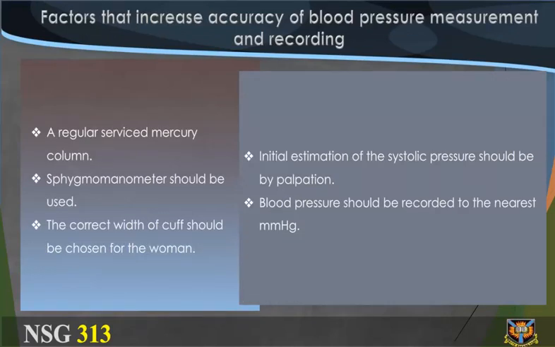Factors that increase accuracy of blood pressure measurement and recording. A mercury column sphygmomanometer should be used. The correct size of cuff should be chosen for the woman. Initial estimation of the systolic pressure should be by palpation. Blood pressure should be recorded to the nearest mmHg.